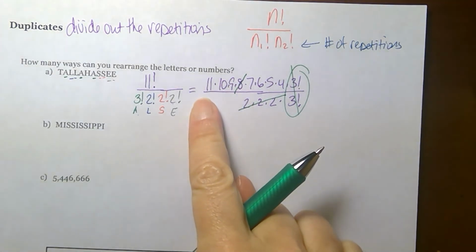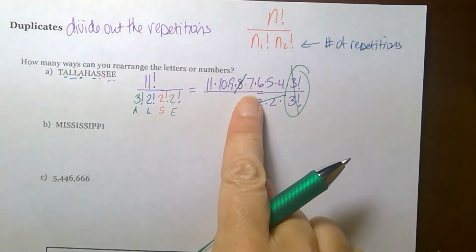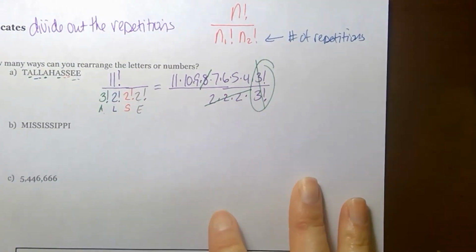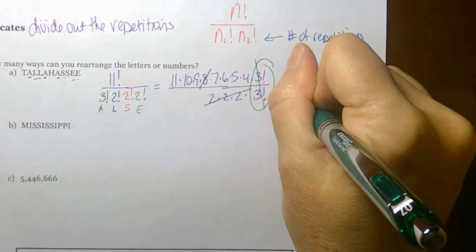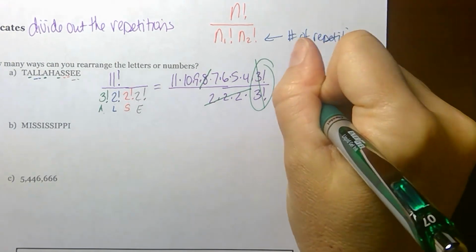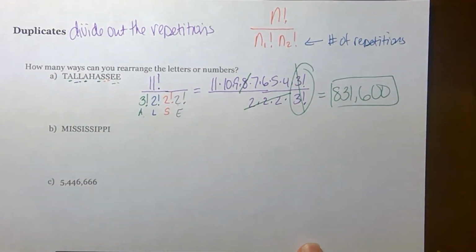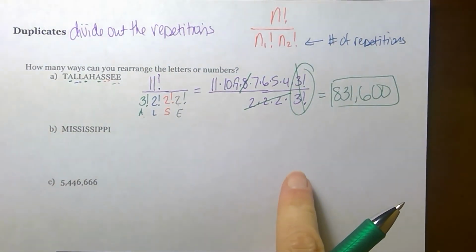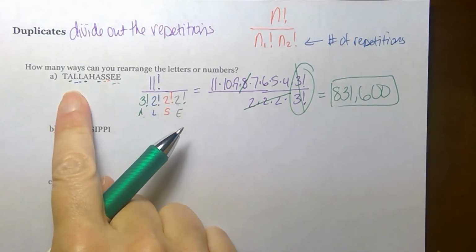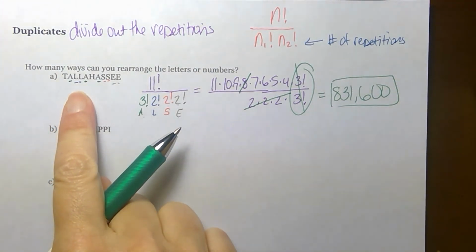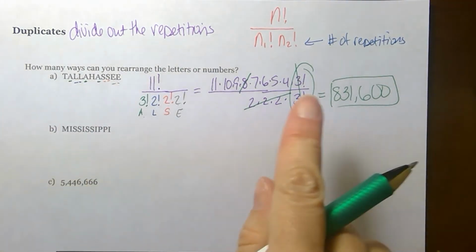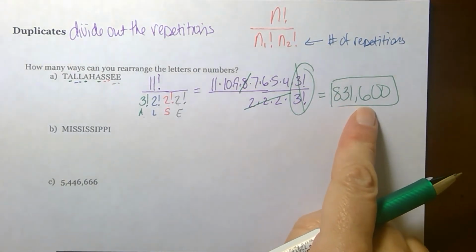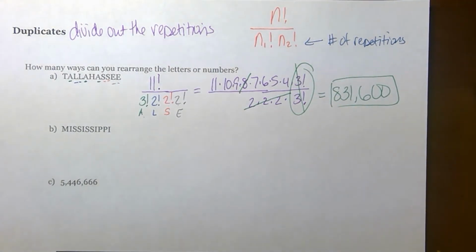And I'm left with 11 times 10 times 9 times 7 times 6 times 5 times 4, which is still kind of a lot to multiply together, but I simplified it as much as possible. So when I divide out the duplicate letters and recognize that this first L and the second L rearranged look the same, I get 831,600 different ways to arrange the letters in Tallahassee.